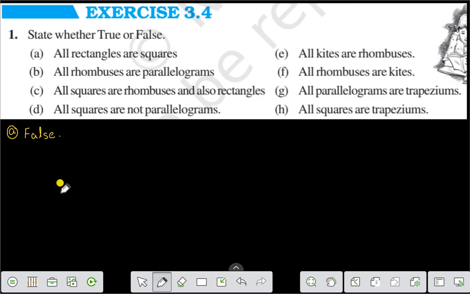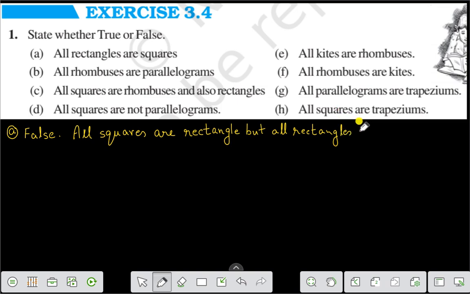It is false because all squares are rectangles. But all rectangles are not squares.